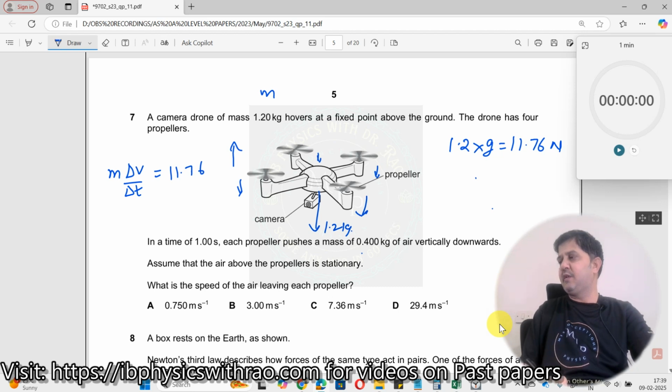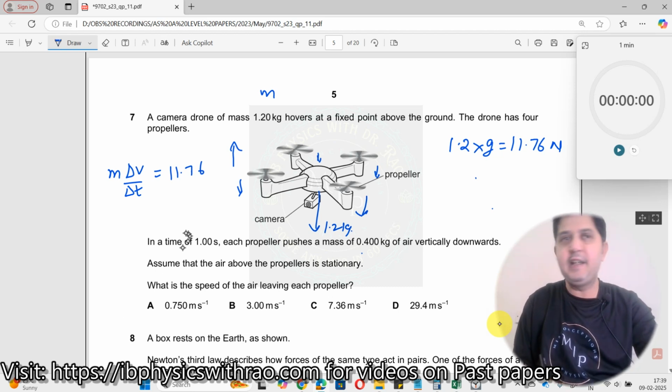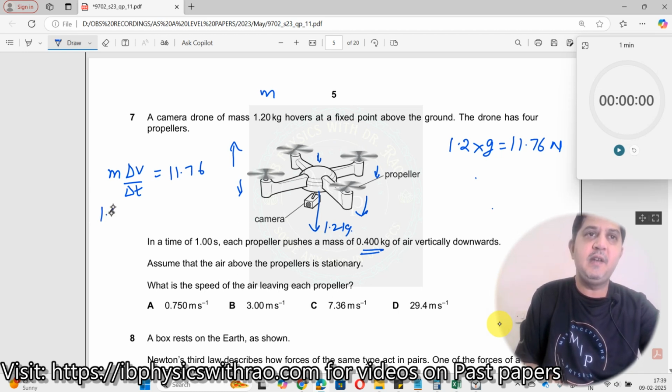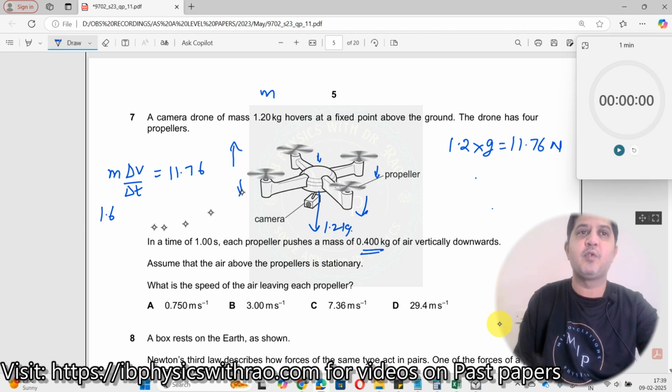Now what we need to do is find out this value. So what is the mass? The mass of the air pushed by one propeller is 0.4 kg. For the 4 propellers, how much will this be? The total mass will be 0.4 multiplied by 4, which is 1.6. So 1.6 into delta v divided by the time, 1 second, should be equal to 11.76.